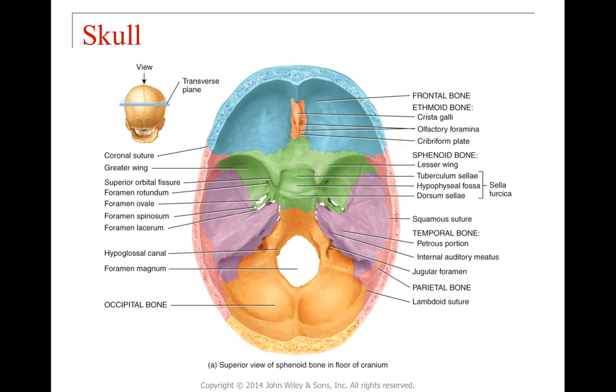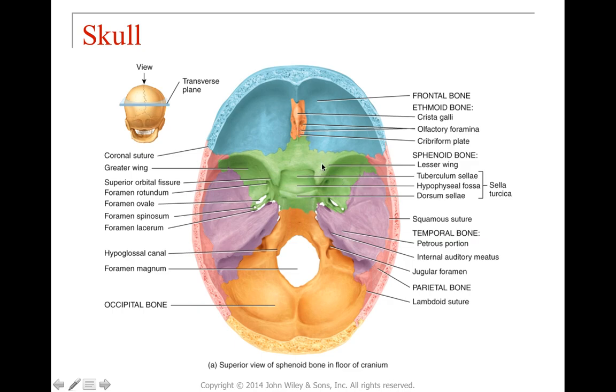All right, so now we are looking from the top of the skull into the skull, having removed the top. So we're looking at a transverse plane down into the cranium, a superior view. Again, shown in blue, frontal bone. Frontal bone here is connected directly to the ethmoid bone, and there are specific regions of the ethmoid bone that I want to draw your attention to. This is the crista galli. Then we have the olfactory foramina, which would be small foramina for the olfactory vessels and nerves. And then this is the cribriform plate right here. Okay, and the cribriform plate, again, will become important when we talk about olfaction, or the sense of smell.